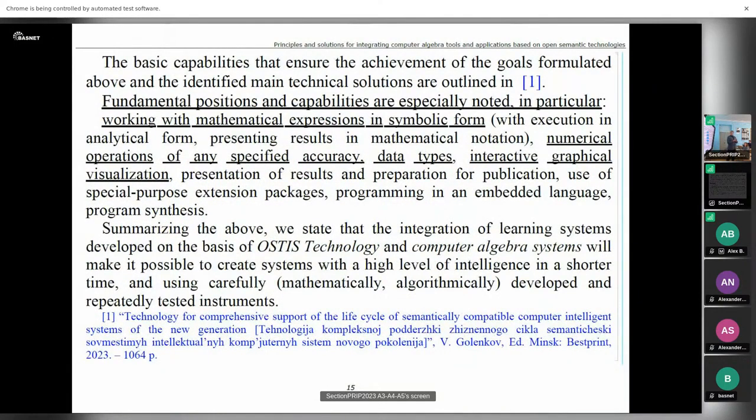Now some words about the concrete results for a small conclusion, and then we will show some examples.